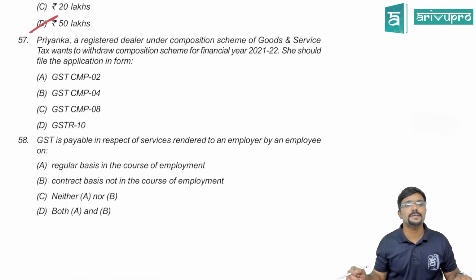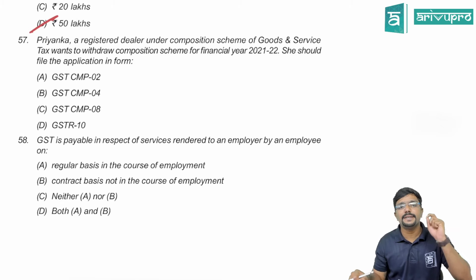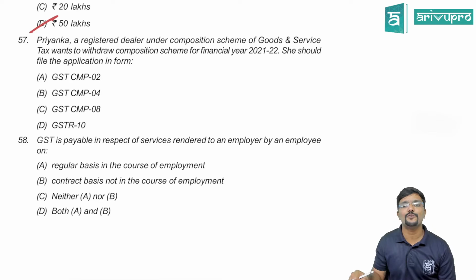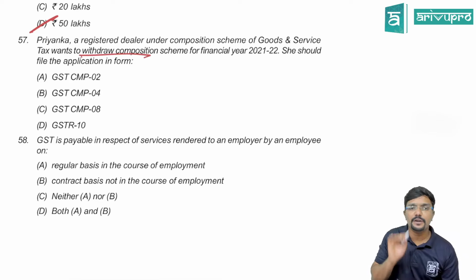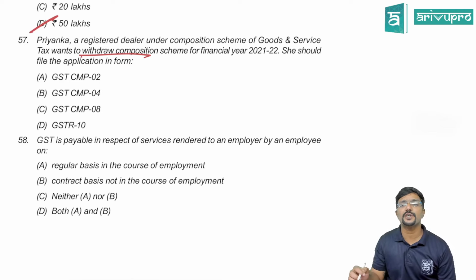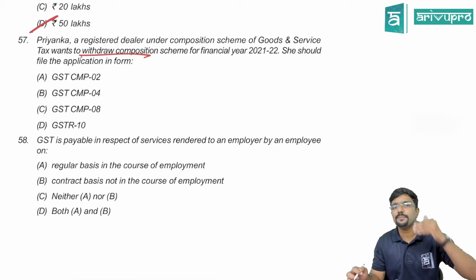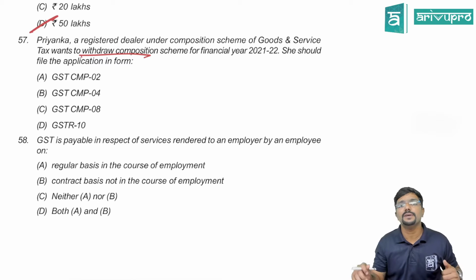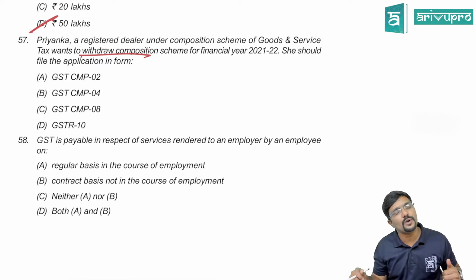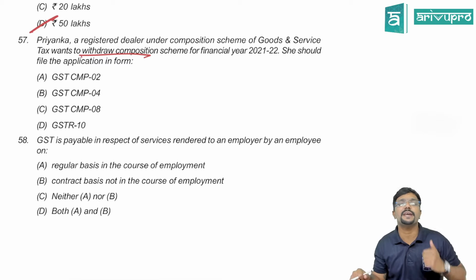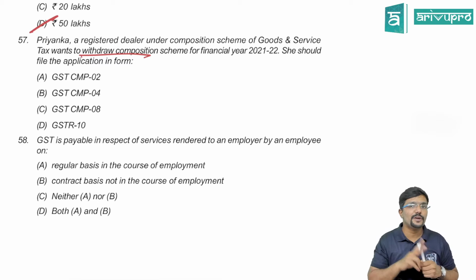Okay, next. Priyanka, a registered dealer under the composition scheme of goods and service tax, wants to withdraw from the composition scheme for financial year 21-22. She should file the application in which form? First of all, once a person has opted for the composition scheme, can he or she withdraw from the composition scheme in between the year? Yes, they can do it. That can be for 2 reasons.